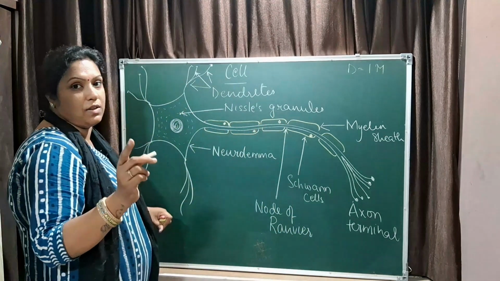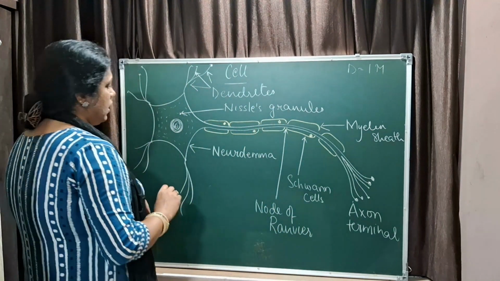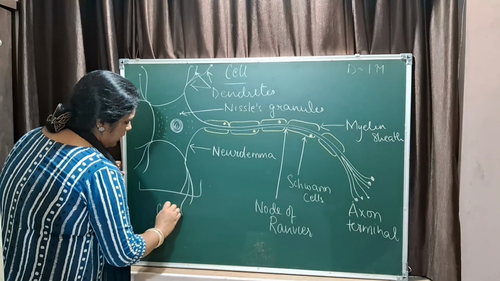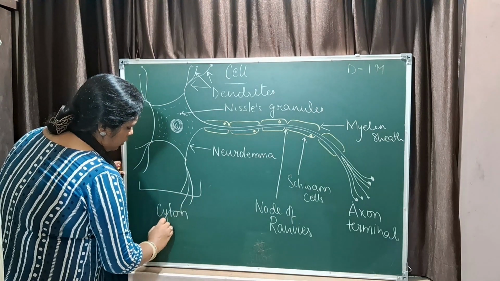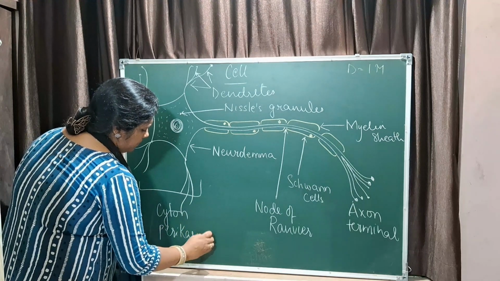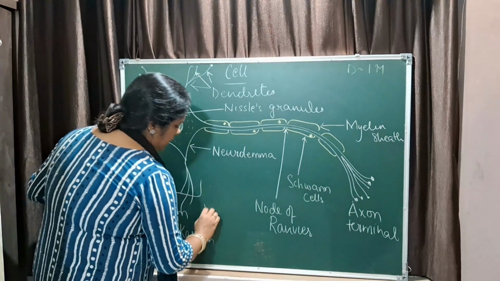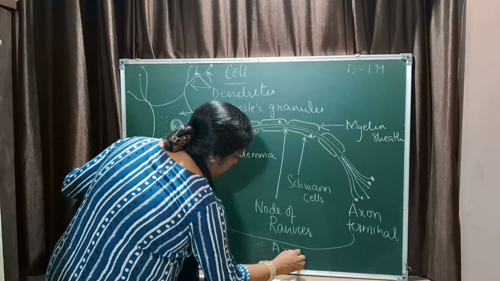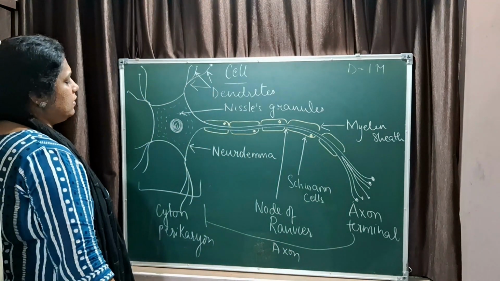Okay, node of Ranvier, mind the spelling. And this part, the head part, is called cyton, also called perikaryon, and this part is called the axon. Is this clear, the diagram?